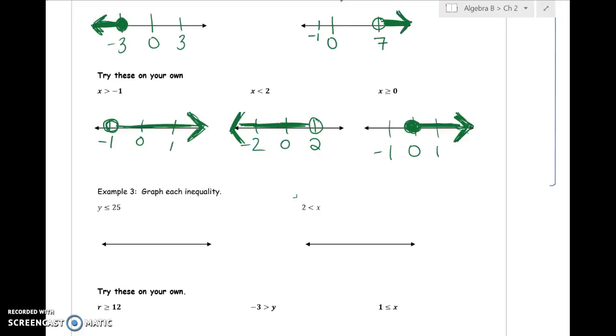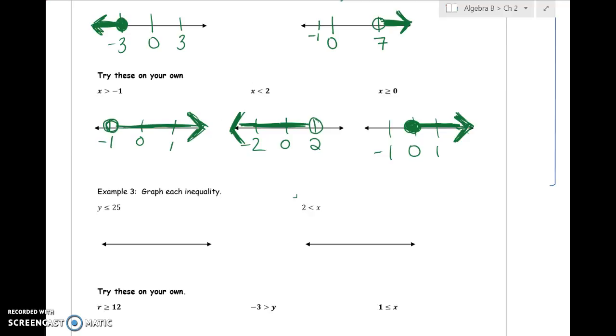In example 3, we need to graph each inequality. Now, I feel like we're doing pretty well with this. The only reason I put example 3 on here is that example 3 has some kind of unique looking problems. And I don't want these to throw you for a loop because they're the same kind of problems we've just been graphing. The first one says y is less than or equal to 25. The only difference here is 25 is a slightly bigger number than we've been using, and it says y instead of x.